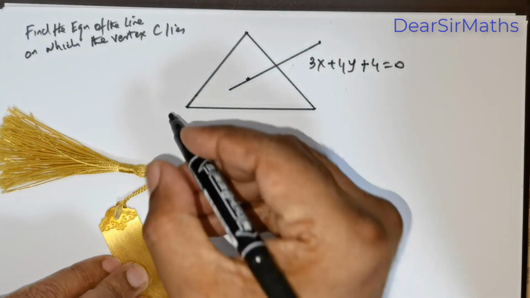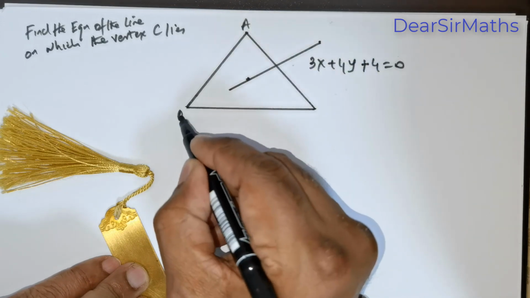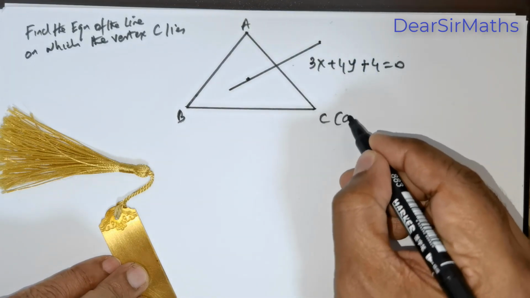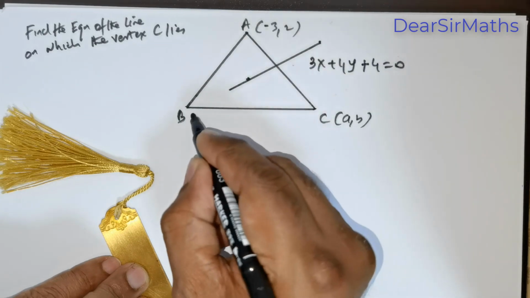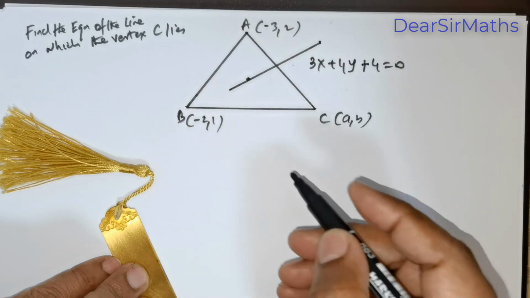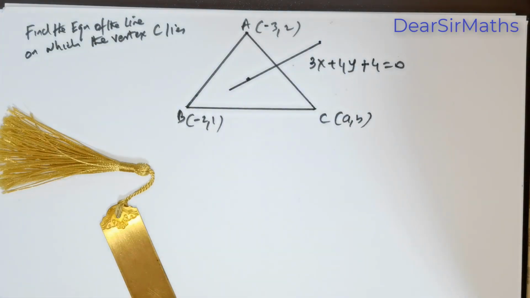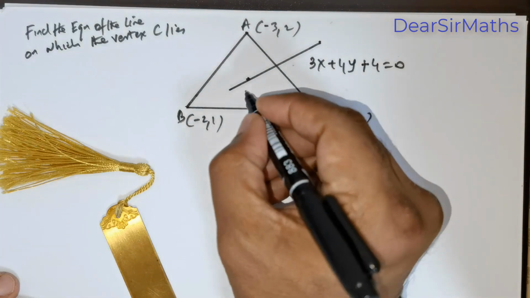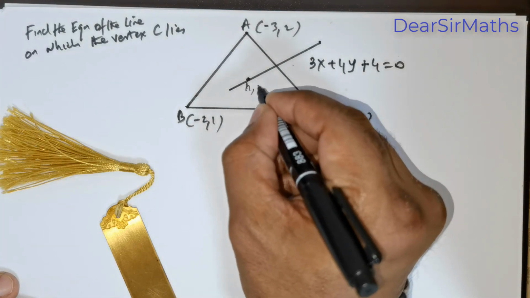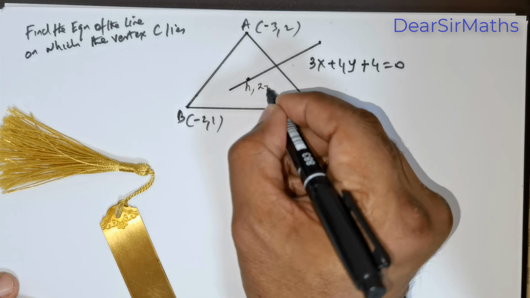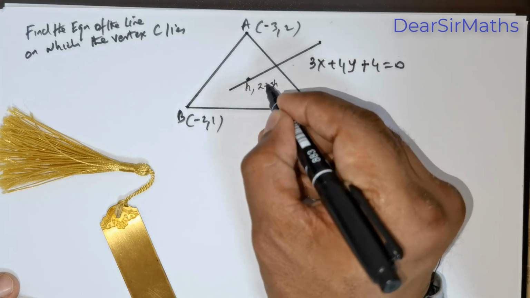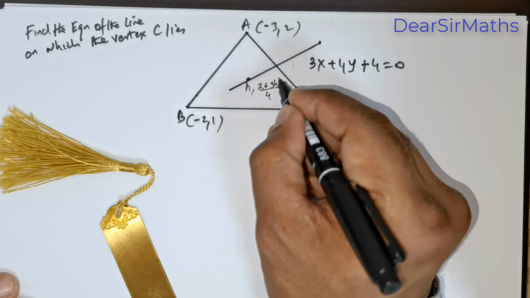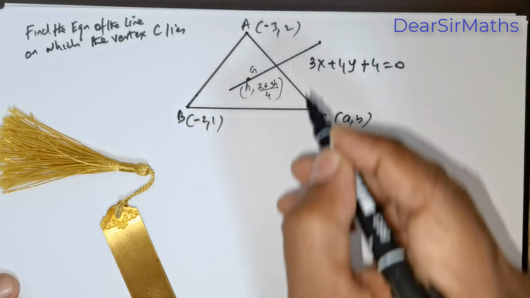Right, now you have the vertices A, B, C. C is given to be (a, b), A is given as (-3, 2), and B is given as (-2, 1). Now the centroid coordinates are given as (h, 2 plus 3h divided by 4). It's actually positive 3h divided by 4. This is the coordinate of the centroid G.